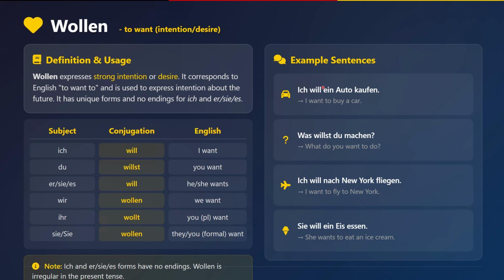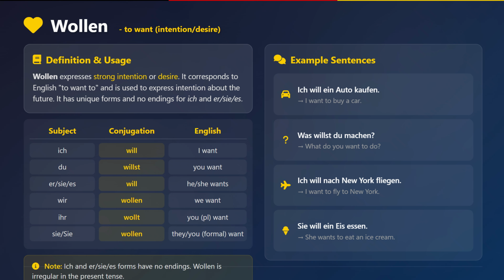Ich will ein Auto kaufen, which means I want to buy a car. Was willst du machen? It means what do you want to do? Ich will nach New York fliegen. It means I want to fly to New York. Sie will ein Eis essen. It means she wants to eat an ice cream.